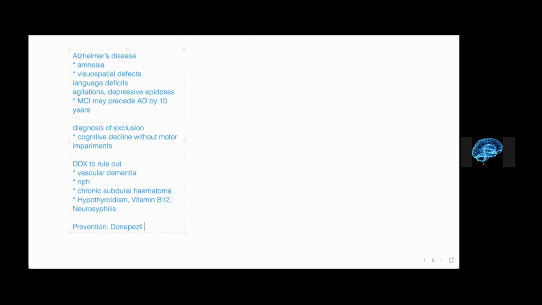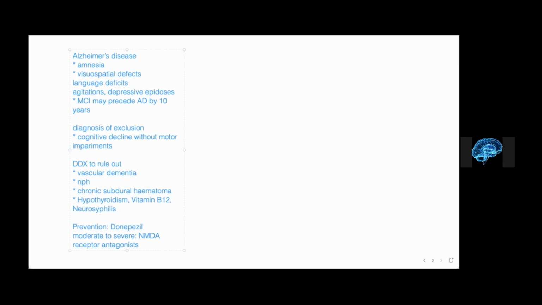So that's more your mild to moderate disease, your cholinesterase inhibitors, but it actually doesn't modify the disease progression. Rather, it's more a prevention of disease early on. However, if you get your moderate to severe disease, it doesn't really change the outcome, if that makes sense, donepezil. So in moderate to severe, you would use NMDA antagonists.